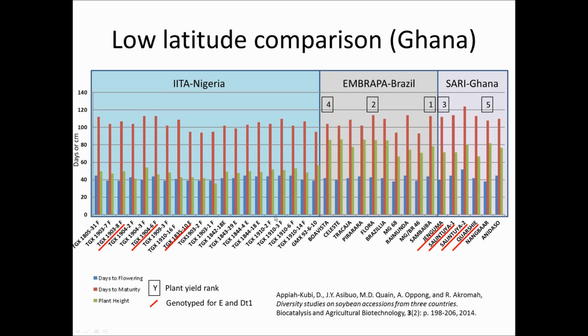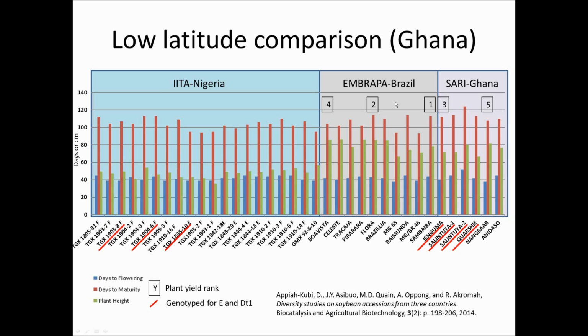And so what I wanted to show here is that there's quite a bit of similarity in the days to flowering and the days to maturity among these different accessions, which I will say were genetically quite distinct geographically in terms of the diversity analysis that they did. One thing that stands out, though, is that the lines from Brazil and from Ghana are much taller.